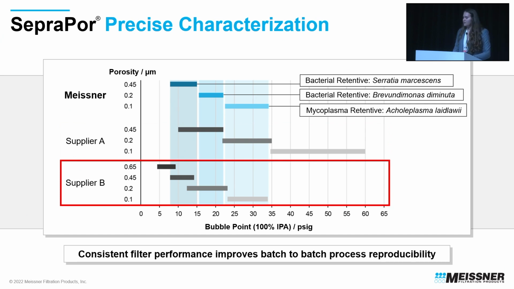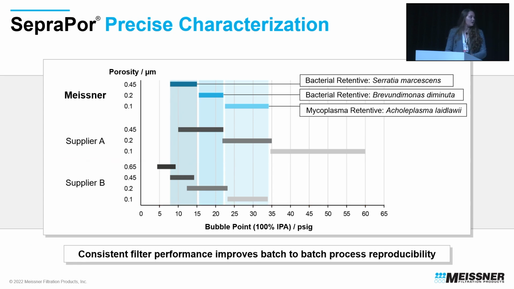Looking at supplier B, you can see that there's significant overlap between the bubble point ranges of different porosities. If you are trying to order a 0.45 micron membrane for your process, you do not want to be wondering whether one will come and perform more as a 0.65 micron membrane, while another will come and perform as a 0.2 micron membrane. There is a clear disadvantage to choosing a reliable filter for your process. SepraPor membranes are characterized with distinct separation and narrow bubble point ranges for enhanced batch-to-batch reproducibility in your process.